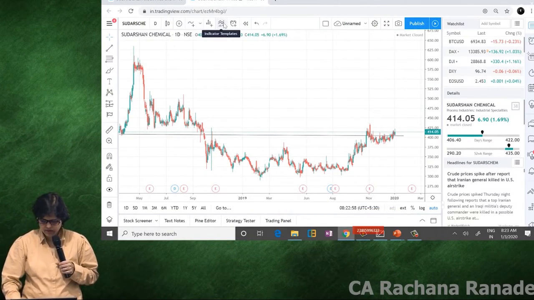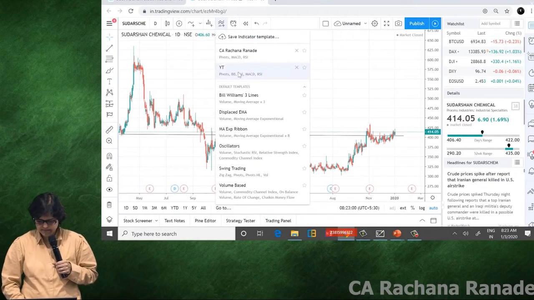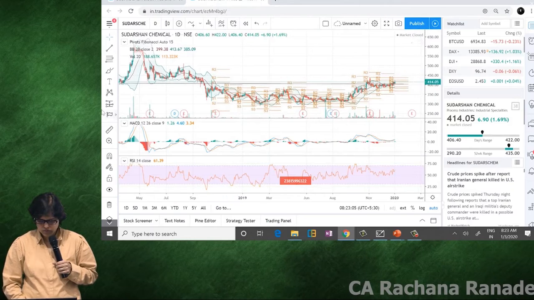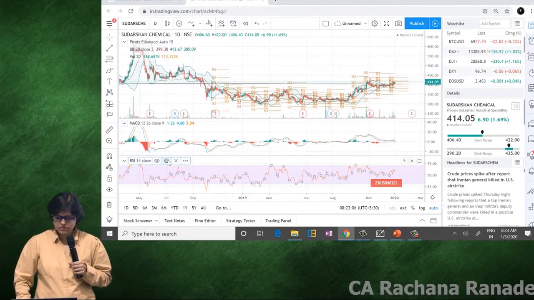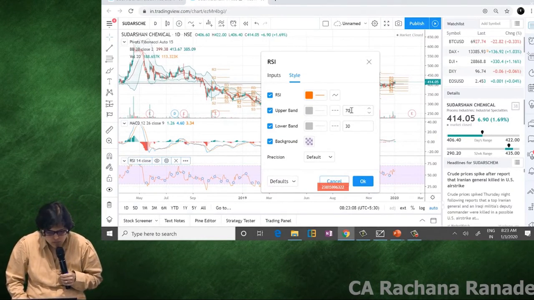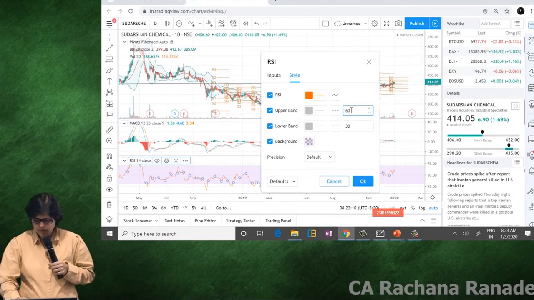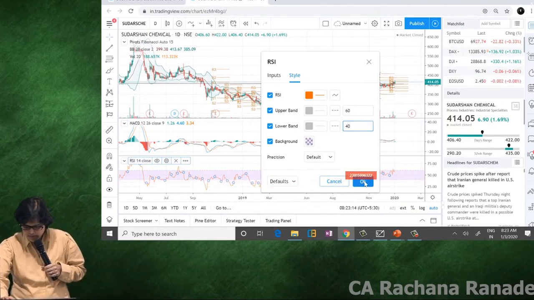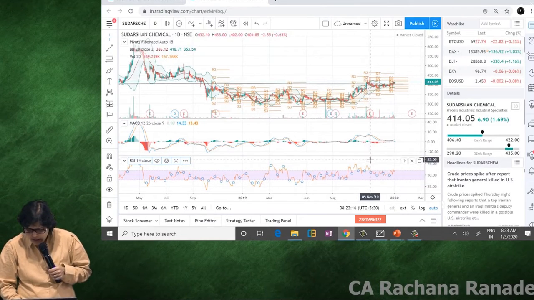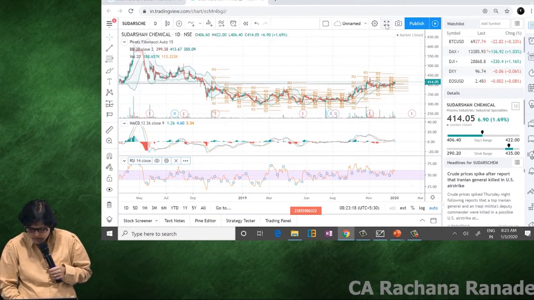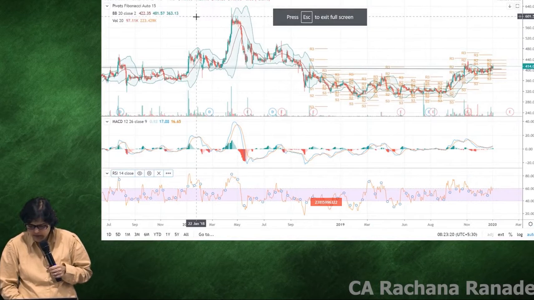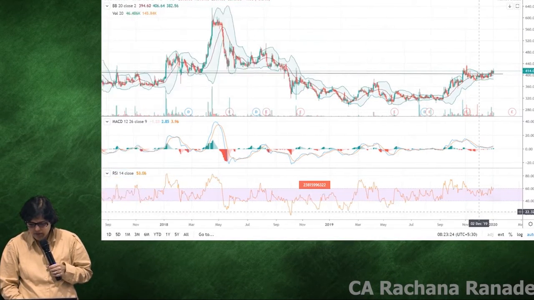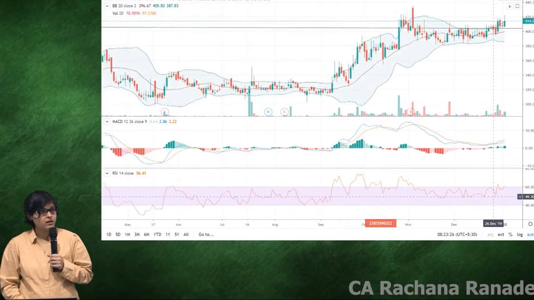$60 and $40. Okay. Let's check what has happened. We got an MACD crossover right here on 23rd December. 27th December, again a similar confirmation, but RSI was way below the mark.